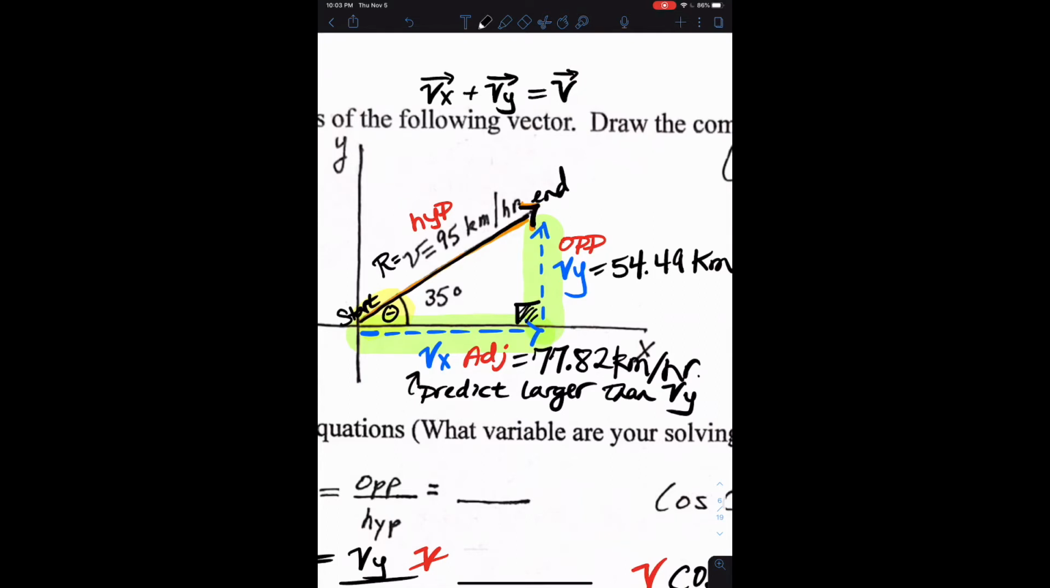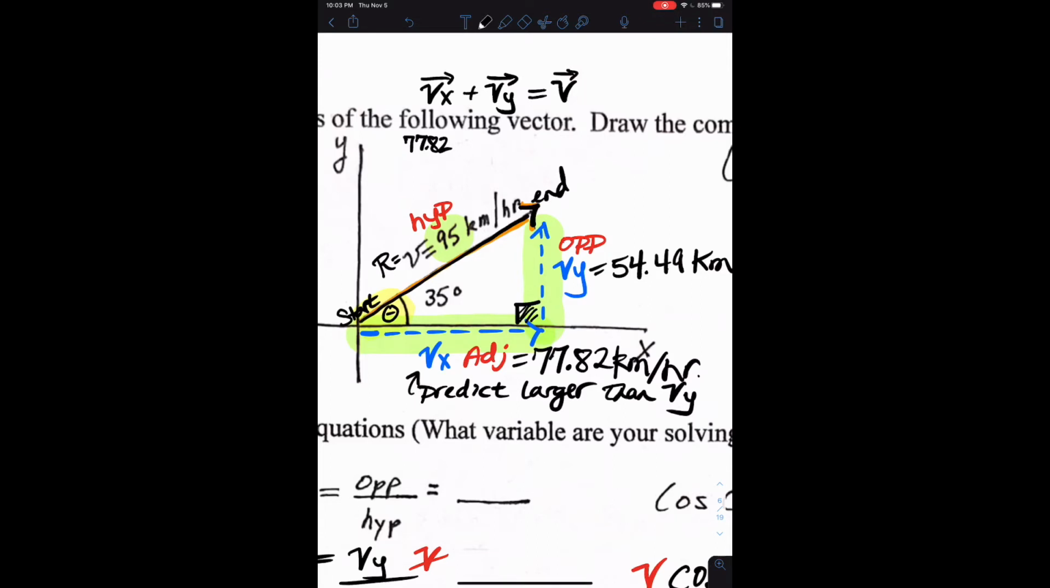Well, let's think about why that is. This is a right triangle, right? So if we want to solve for 95, what we would say then is this. We would say that 77, I'll start there.